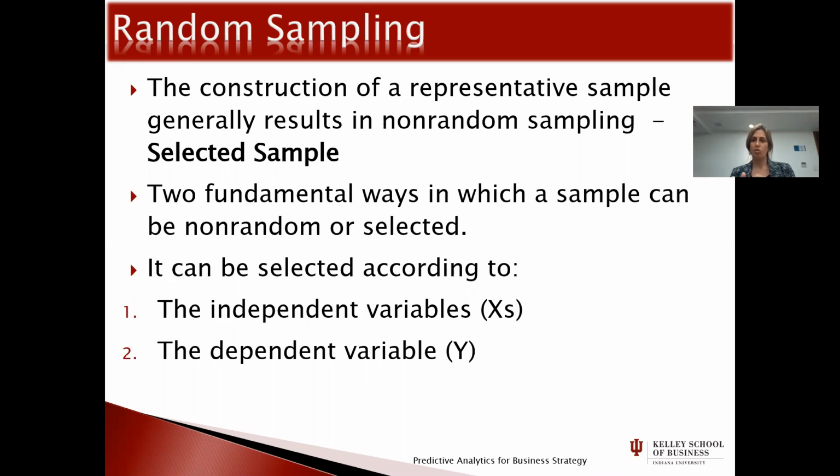We can have a truncation or a selection in the X variables, in your independent variables, and we can also truncate the sample along the Y dependent variable. What are the consequences of doing so? Are we going to be still left with consistent estimates? So that's something we care about, right?